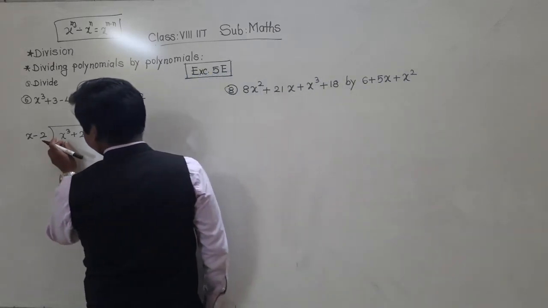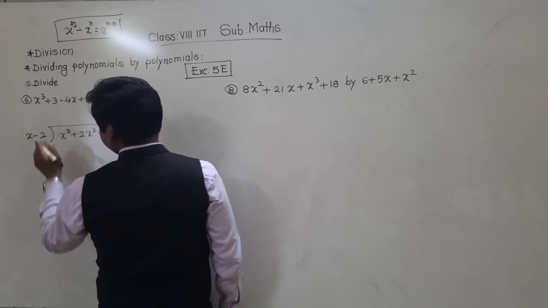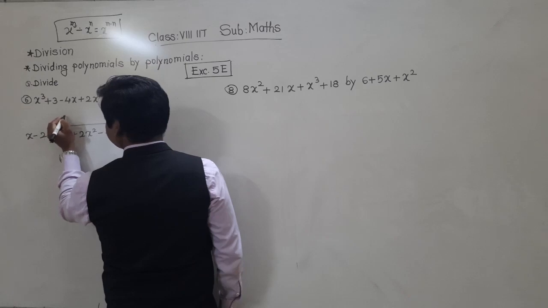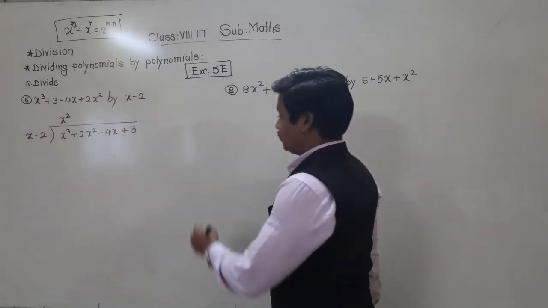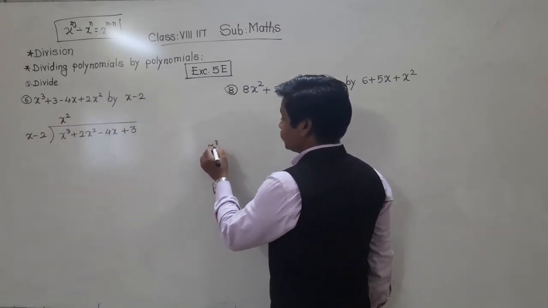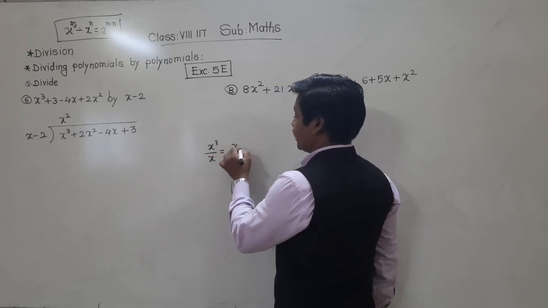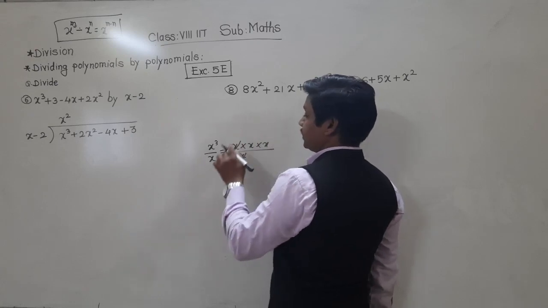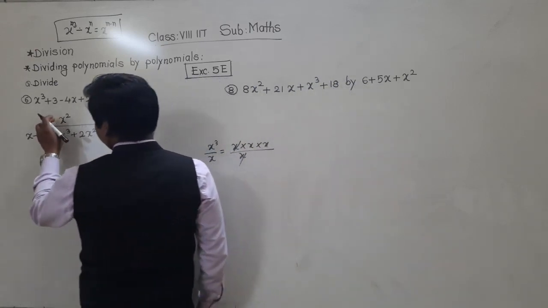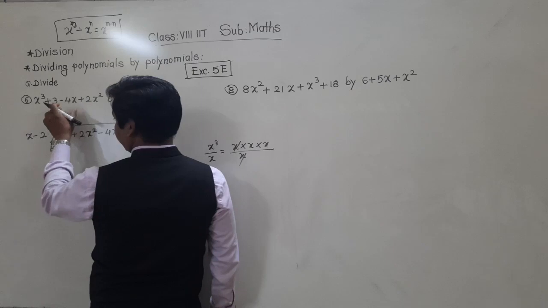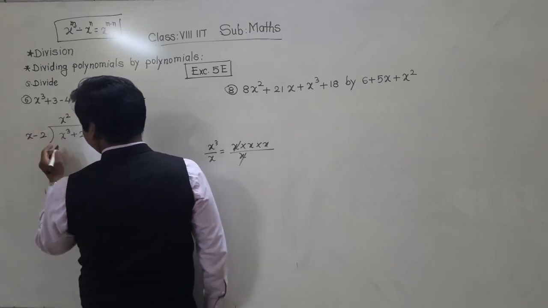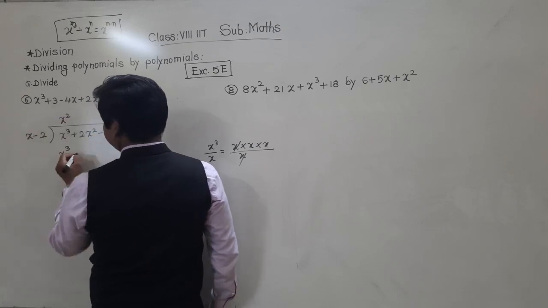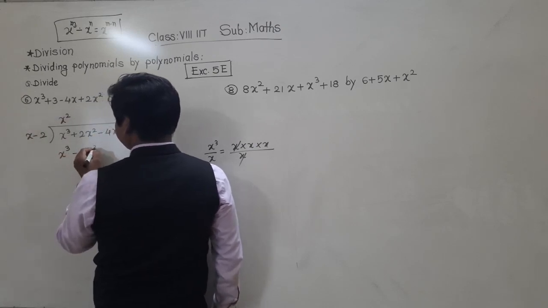As usual, first term divided by first term. x cube divided by x. What will it be? x cube divided by x square, right? If you have any problem there, write it this way: x cube means x into x into x, divided by x. So x into x remains, that is x square remains. Multiply this divisor by the quotient. x square into x, x cube, minus 2 into x square, minus 2x square.